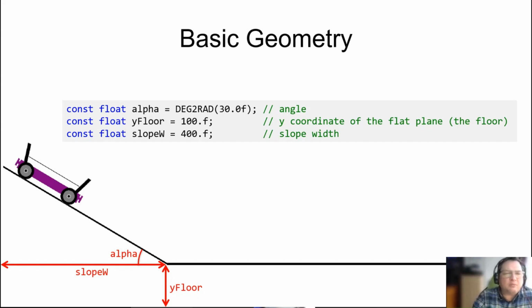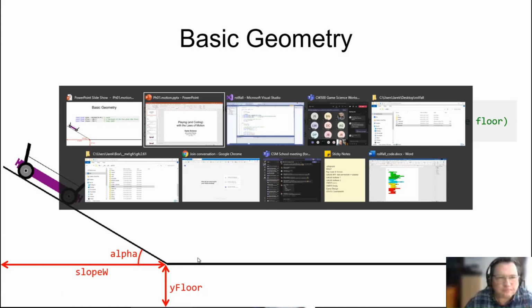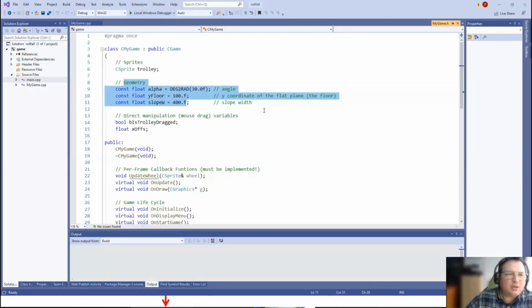There is another similar macro called rad2deg, which will convert from radians to degrees. So in other words, alpha is the angle in radians. We also have y floor set to 100, so you can see that our floor, the flat part of this configuration, is 100 units from the bottom of the window, and the slope width is 400, so this distance here is 400. And we indeed have these three variables here: alpha, y floor, and slope w.